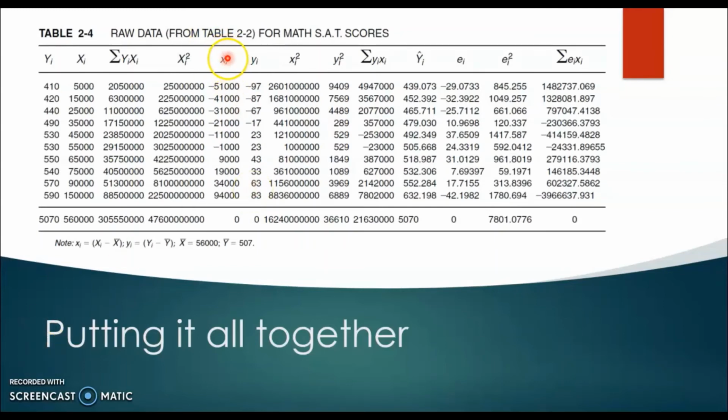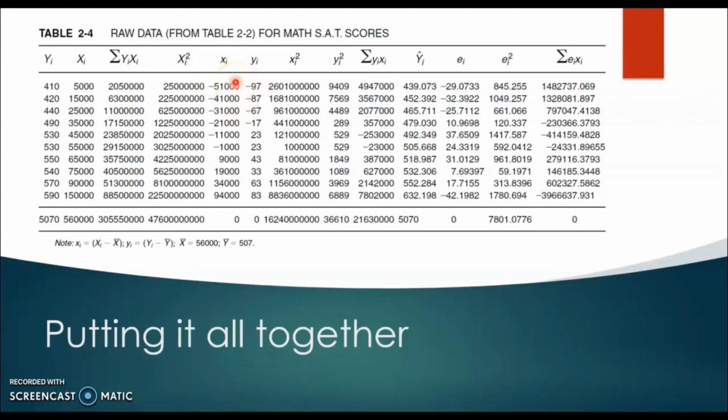So what is this small letter x? As mentioned before, the small letter x here denotes the deviation of the income level from the sample mean of the income. So how do we get this negative 51,000 here?